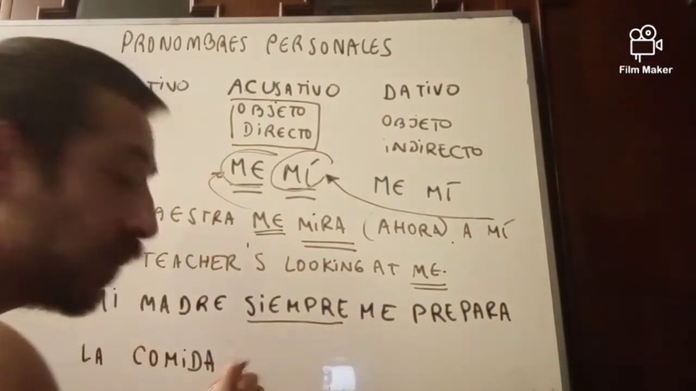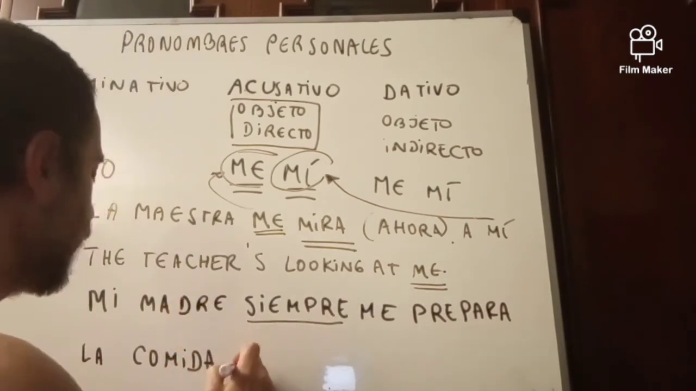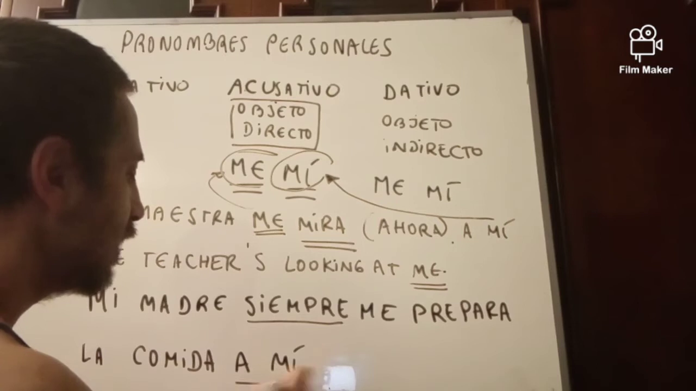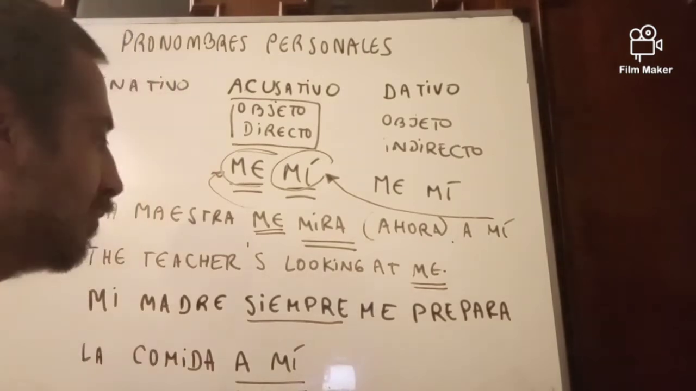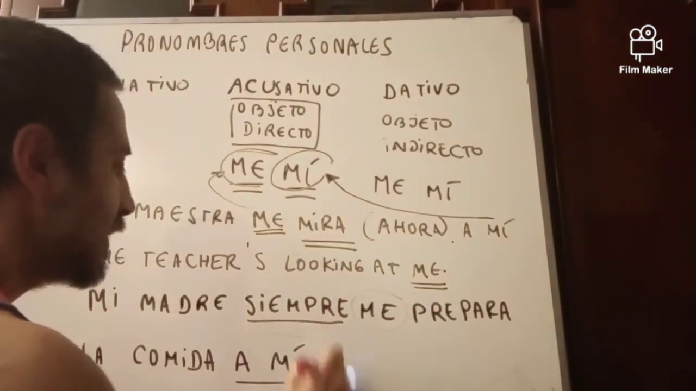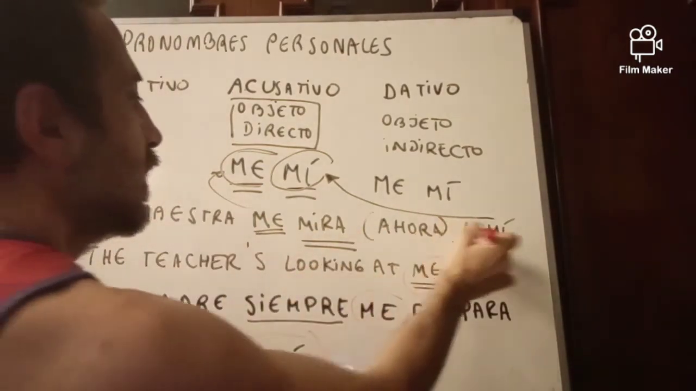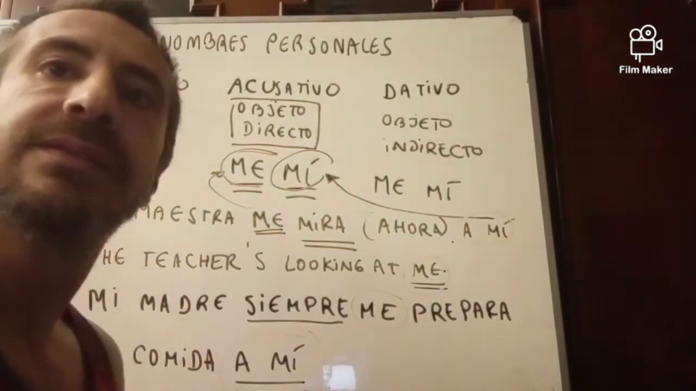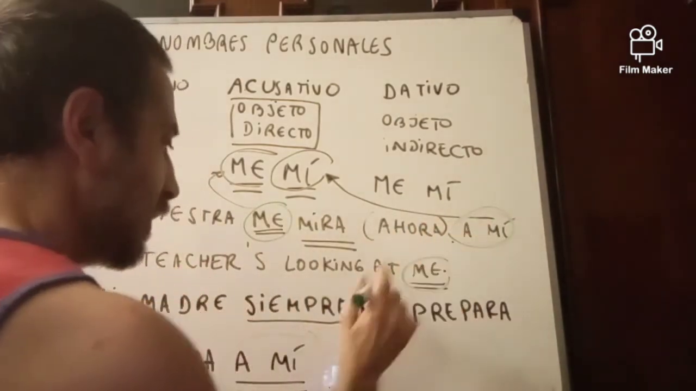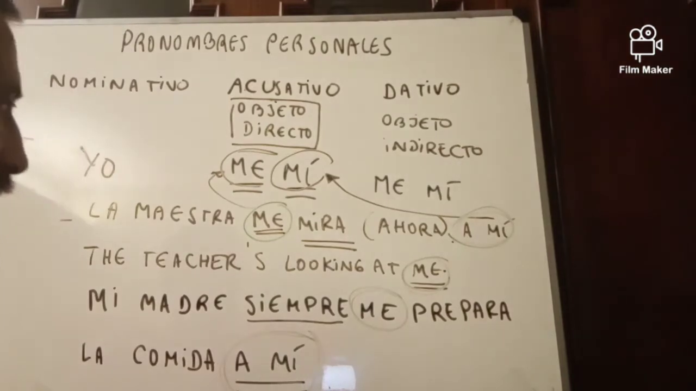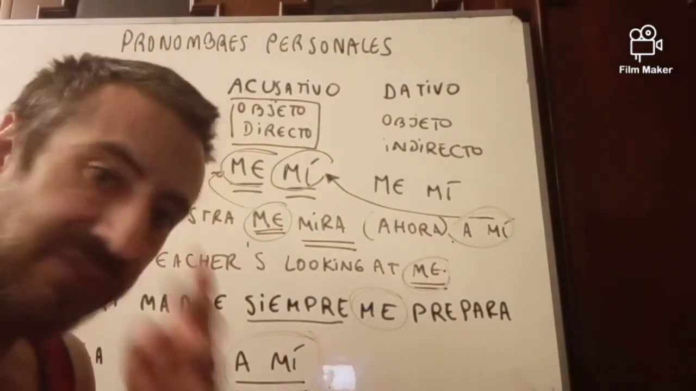This me, we can duplicate, we can double it too. Mi madre siempre me prepara la comida a mí. I mean, the way we write them, the words we use, me, mí, this is the same when we see it. When we see them, they are the same words, but the meaning is different.